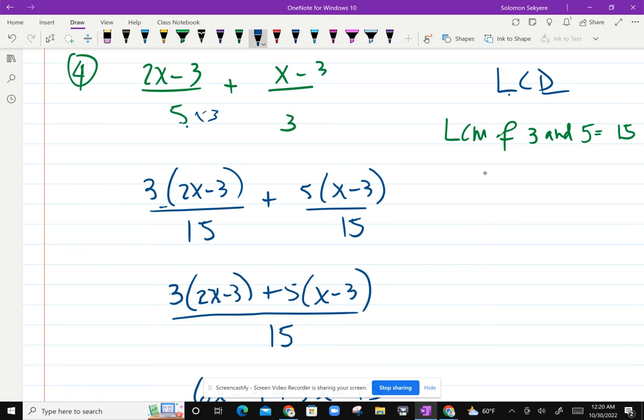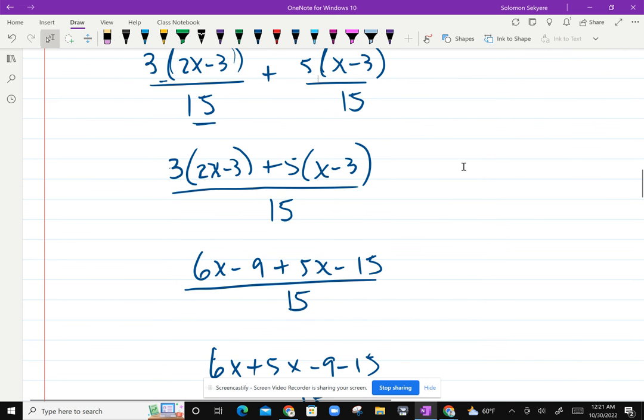So we have to use parentheses. We multiply the top by 3 and the bottom by 3, and we get 15 here. And here we have to multiply this by 5 and also the top by 5, and we use parentheses. Now we have the same denominator.